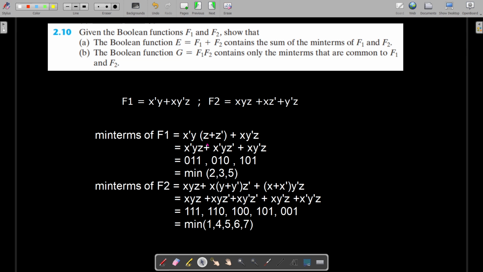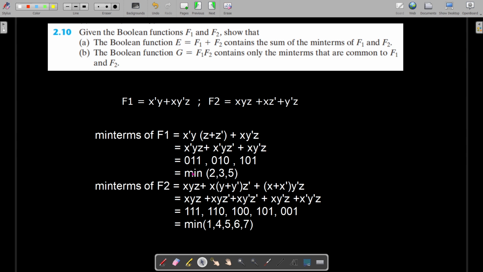So we are taking this as z plus z' because we know that it results in 1, so we don't change the actual expression. So here it is x'y(z + z') + xy'z. When you apply the distributive law, it becomes x'yz + x'yz' plus the third term, xy'z.